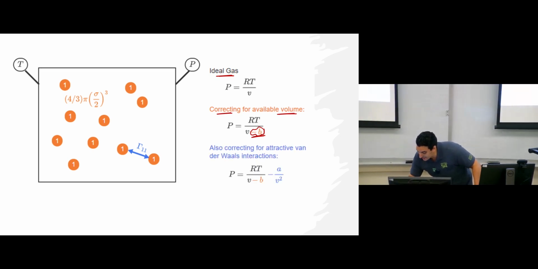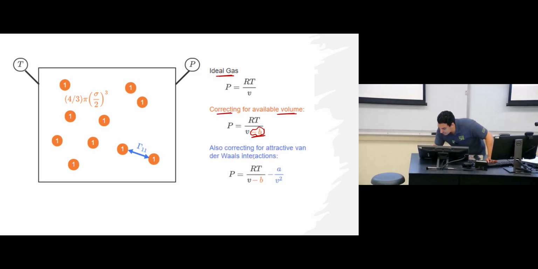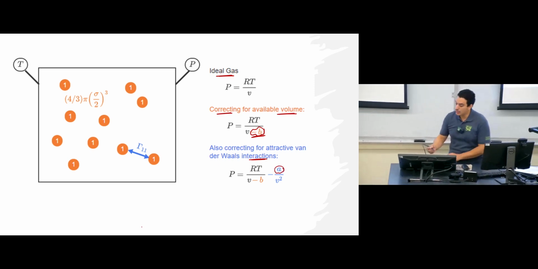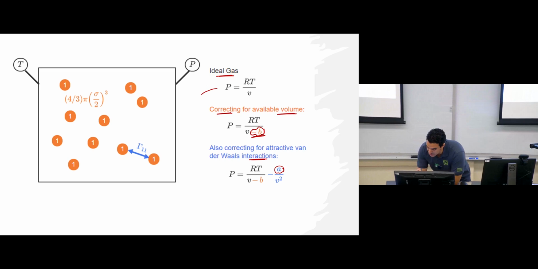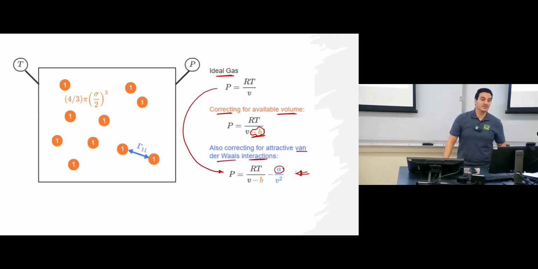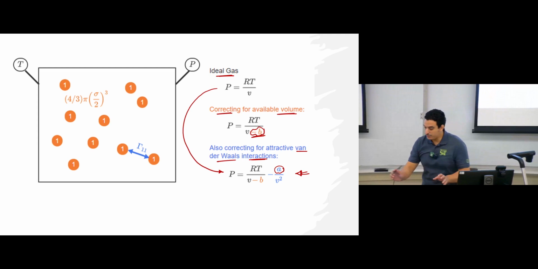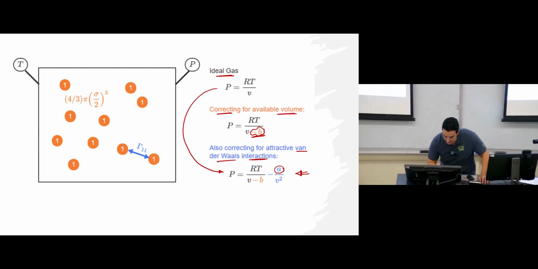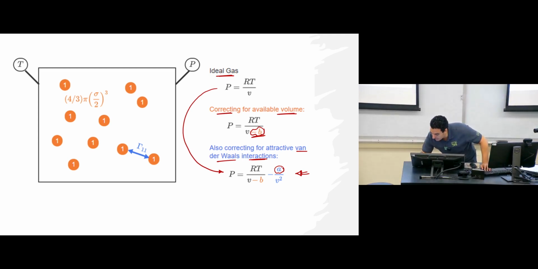Also, we need to add another parameter accounting for the interactions between the molecules, and this parameter will be A. And now we can modify the ideal gas equation of state from this formula to this formula. Okay, and the one who did this is van der Waals. So this is what is called the van der Waals equation of state.